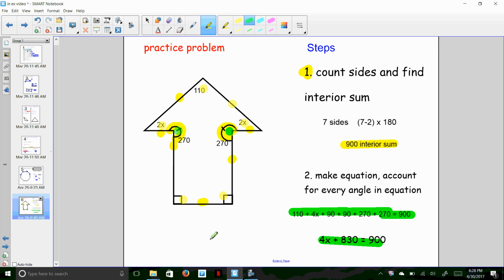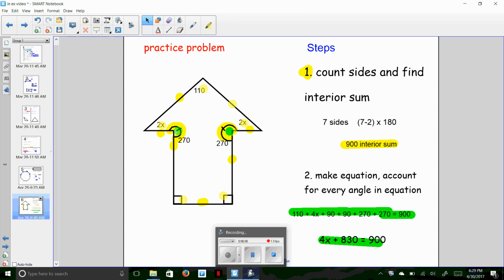All right, so I hope this video helps you work with interior and exterior polygon angles and shows you how to work with some of the formulas you will need to use.